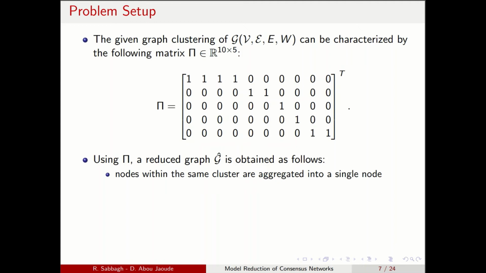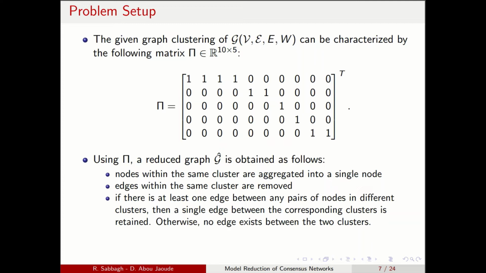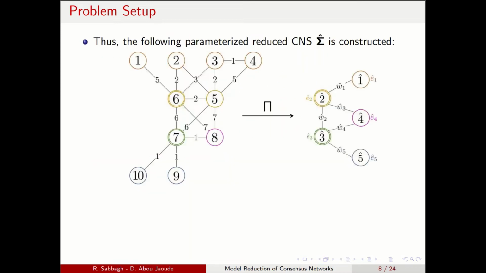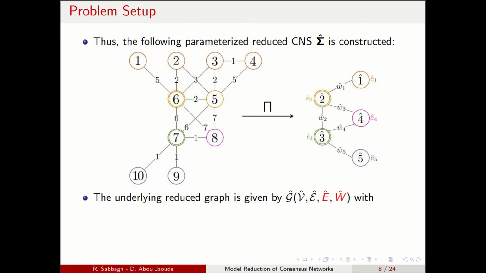So nodes within the same cluster are combined into a single node, and the edges within the same cluster are removed. And if there's at least one edge between pairs of nodes in different clusters, then a single edge is retained in the reduced graph. Otherwise, no edge exists between the two clusters. And by doing this, a reduced simple, undirected, and connected graph G hat is obtained. And in our work, the matrices E hat and W hat are kept as parameters to be optimized, as opposed to classical approaches where these matrices would also be constructed from the projection matrix and the original weights and timescales E and W. So as a result, we obtain the following reduced network system. The underlying graph has basically 5 time-scaled nodes and 5 weighted interconnections.